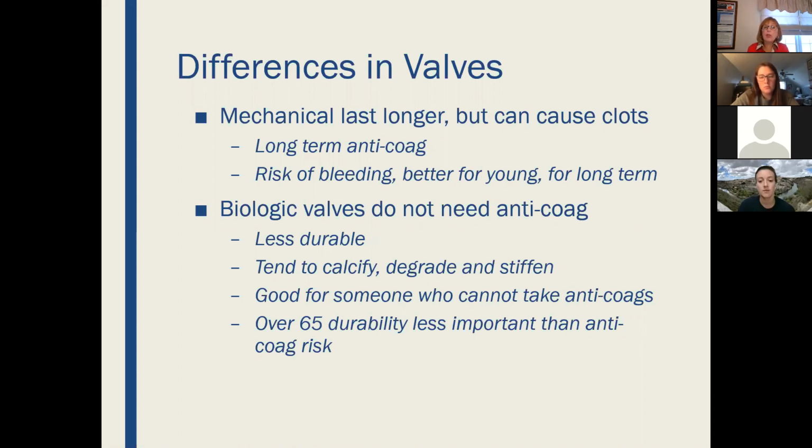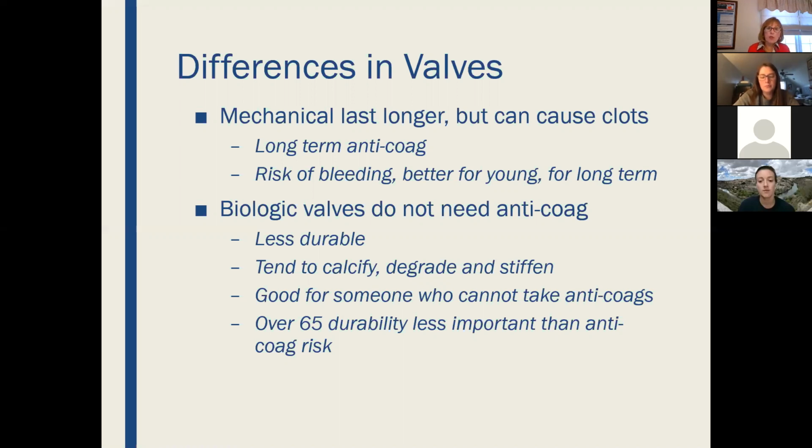Now, it's better for young people because long-term, the valve lasts longer. So if you're in your 30s, a mechanical valve is going to last you. It's not like it breaks down and you have to go in and get it changed, like a flat tire. It's mechanical, it's simple, and it'll just keep working. But you have to stay on these therapies so that you're not going to clot and have issues with it.